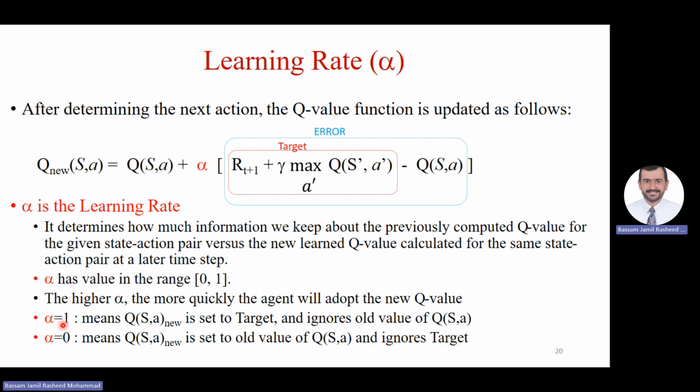One thing worth mentioning: if alpha is close to 1, it means that the new value is set to the target, and we are ignoring my old knowledge. And if alpha is close to 0, it means that your new action value is set to the old one, ignoring the target. So you have to be careful about what you want. Really, you want to keep the old value, and you want to learn from the new target. So you have to balance this act.